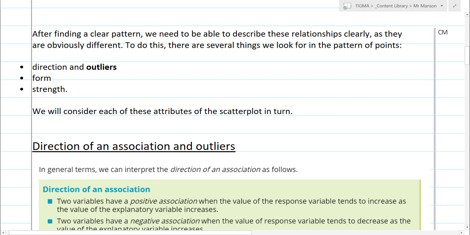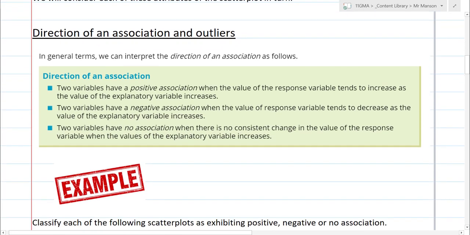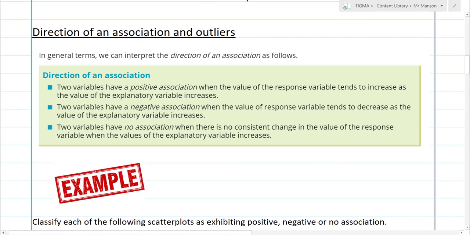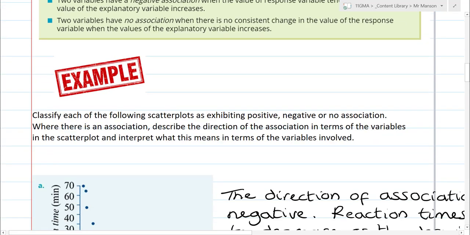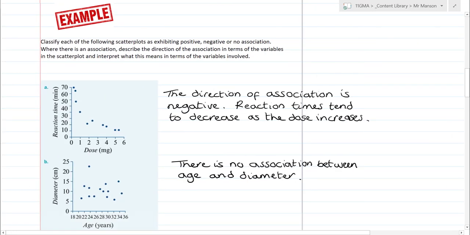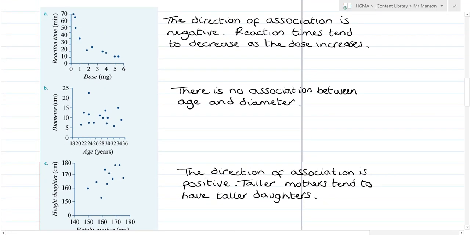So let's have a look at this. Direction, so this is straight out of your textbook, so you don't need to write this down necessarily. Two variables can have a positive or a negative association, or they might have no association. Now, the positive and negative only really suits a linear association, which is what you will do 95% of the time. Sometimes you'll do some stuff to do with non-linear, but mostly you'll do linear. So let's have a look at an example here, which I've forgotten to write the answers of, which is good. But here's 3 examples and answers.